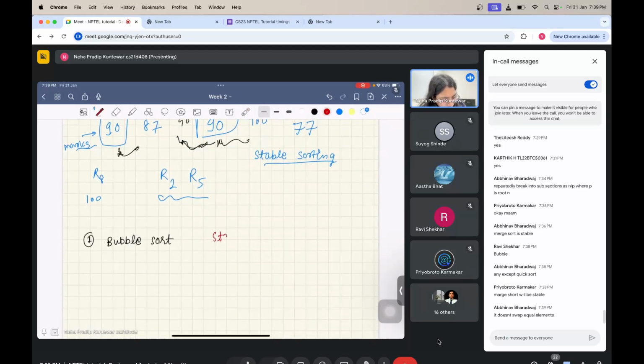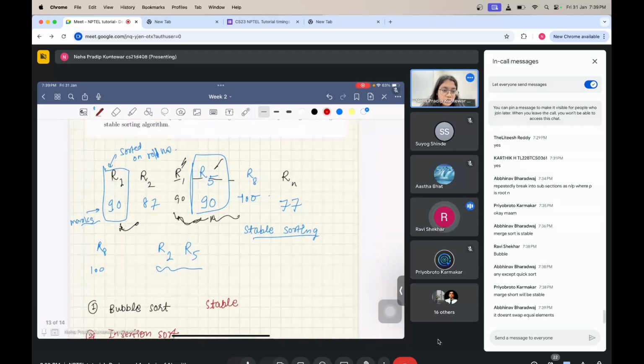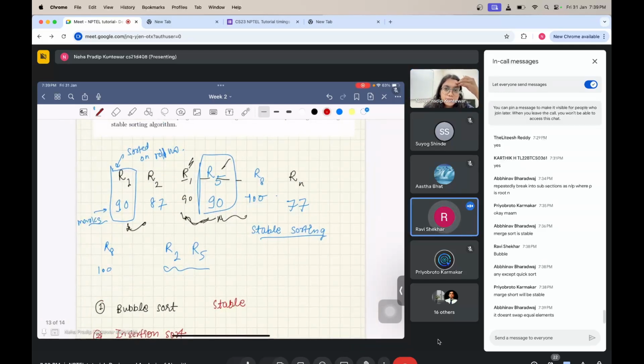So what about insertion sort? It is also stable, ma'am. Okay, so why is that? Ma'am, in insertion sort, we pick the element and we try to place it inside the container which we have. And for that, we start looking from the end of the container until we reach a point that the element is smaller than it.